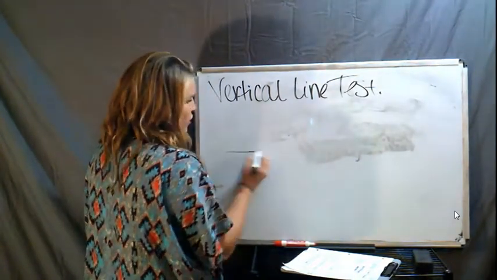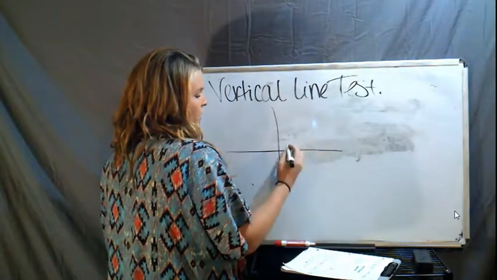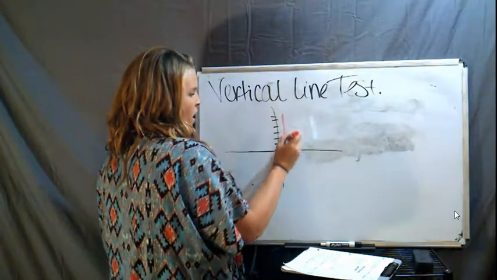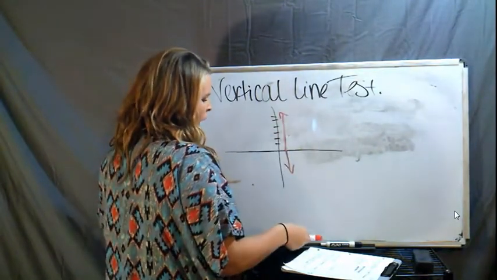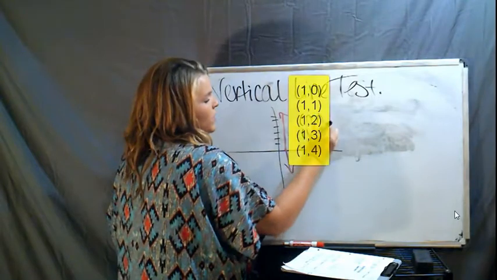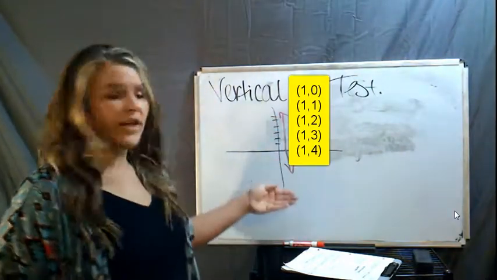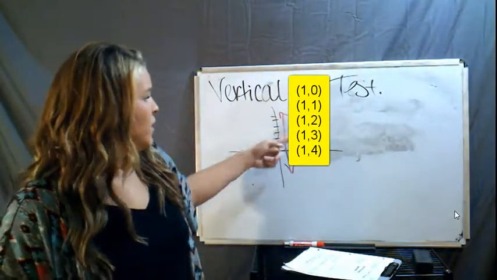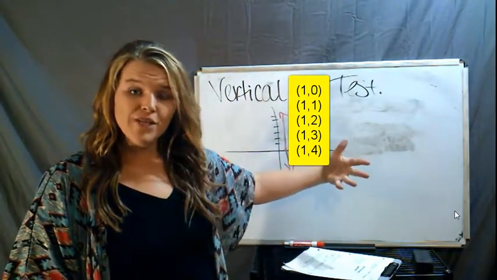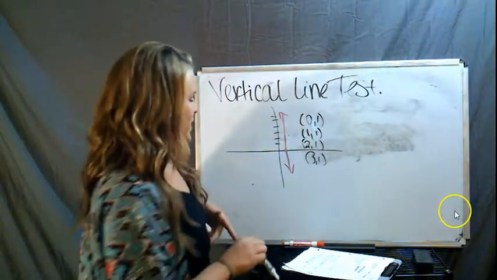And I'm going to make a graph. And let's just do a vertical line right here. And let's start listing out some of our points. So we're going to have 1, 0, 1, 1, 1, 2, 1, 3, 1, 4. And what does that say about this? Is it a function? No, it's not. Because for every domain, we need one range value. If you notice, these are all the same domains, but they all have different range values, meaning it's not a function.